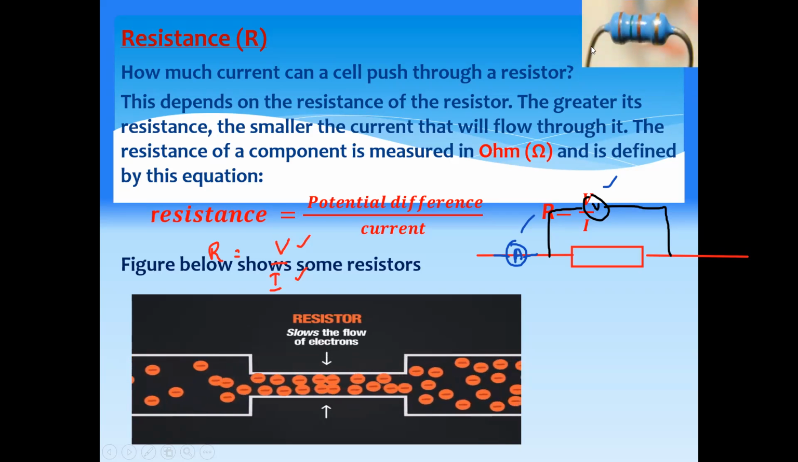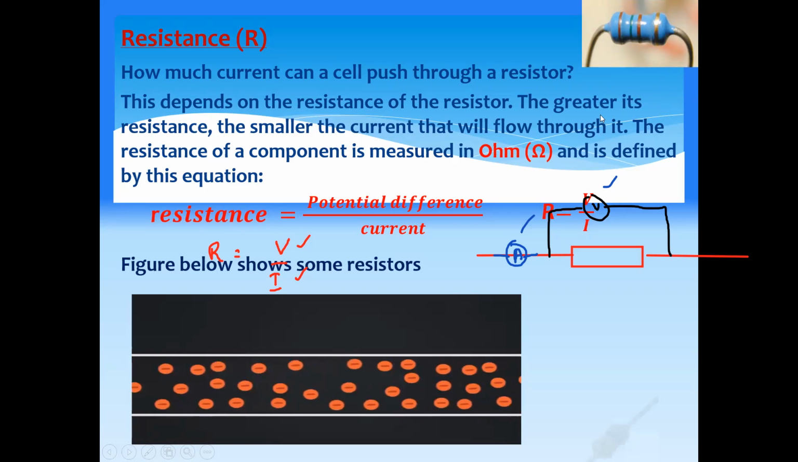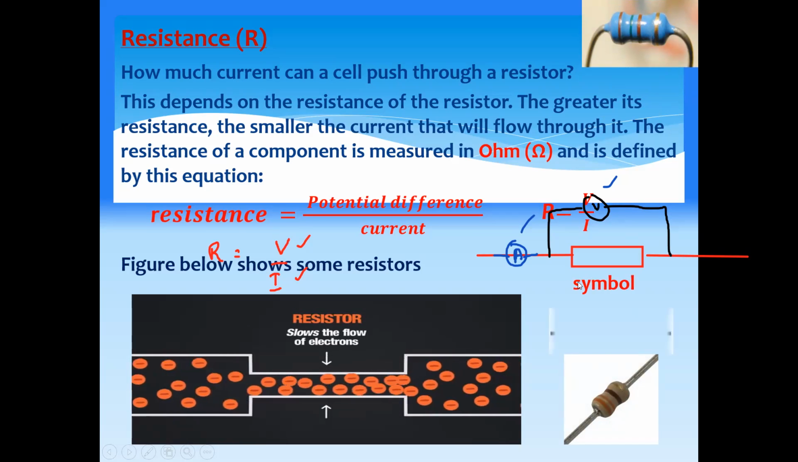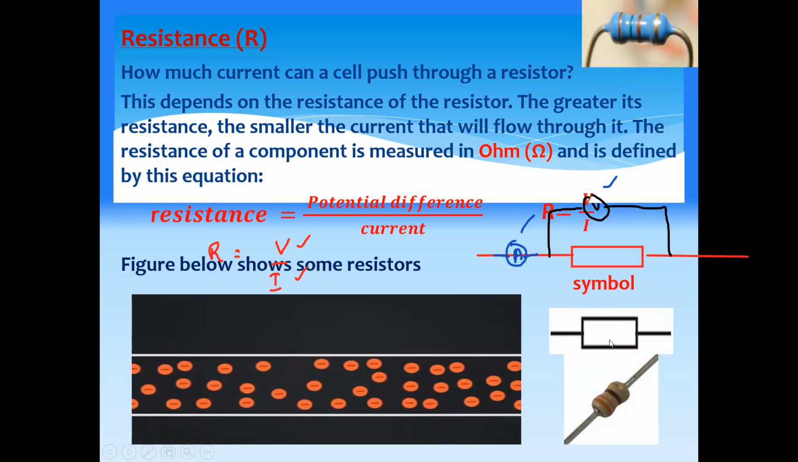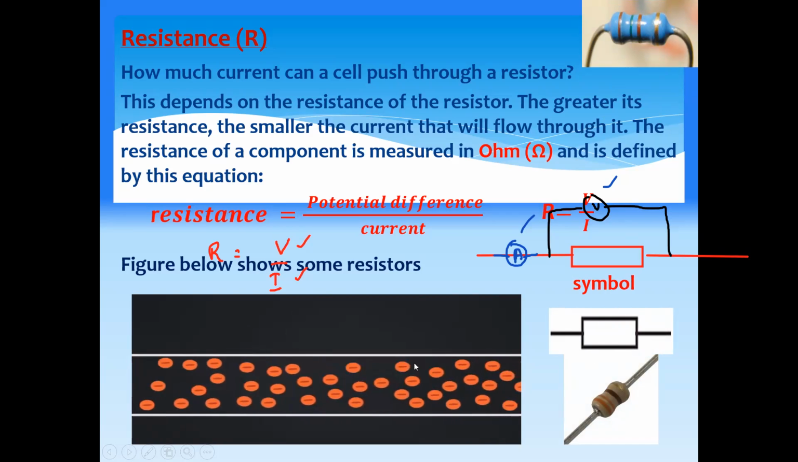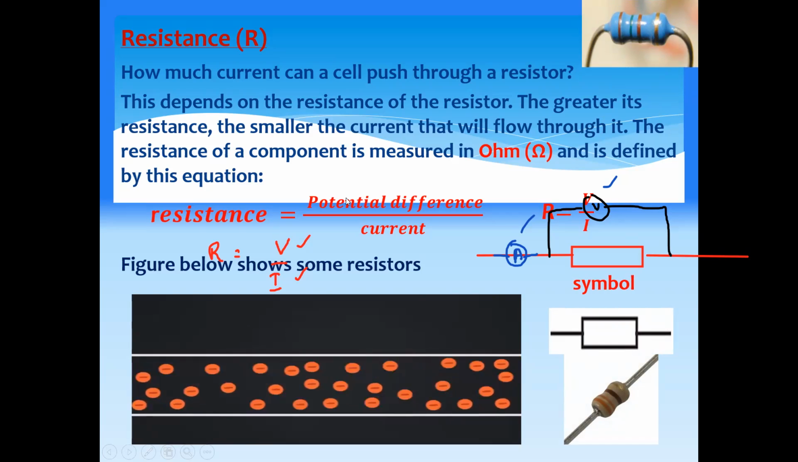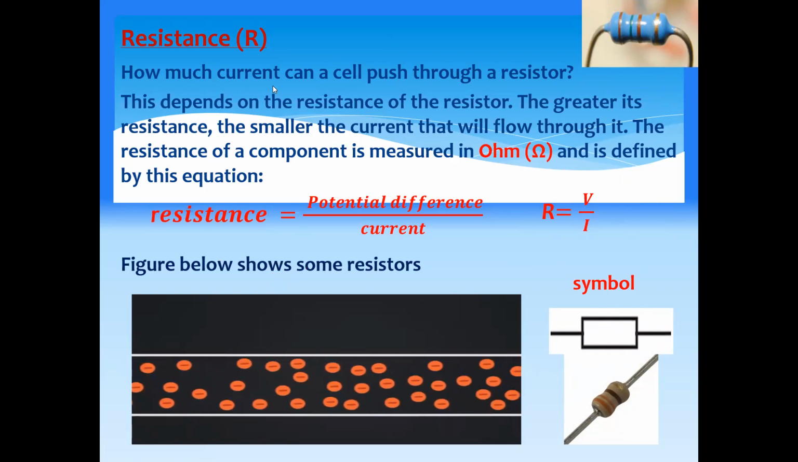This is how the resistance looks practically. But we don't draw this, we just use a circuit symbol. Whenever we use a circuit symbol for a resistor, we use a rectangular box with two lines that shows the resistance of a material. So resistance is basically a property of a material to stop the flow of the charges.